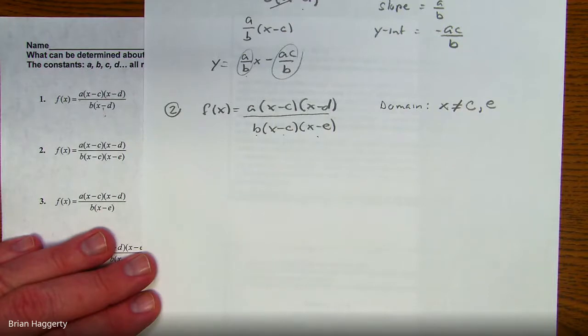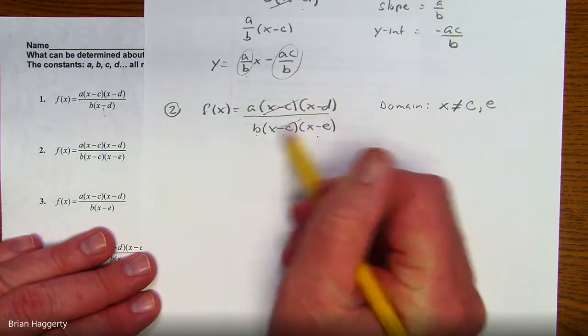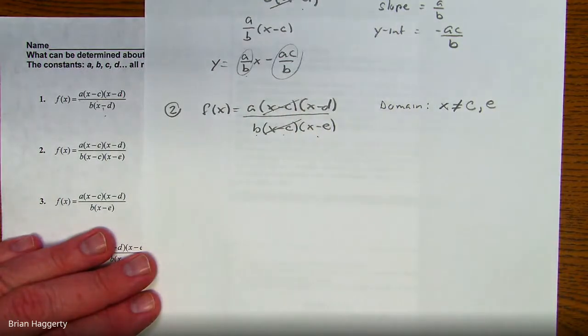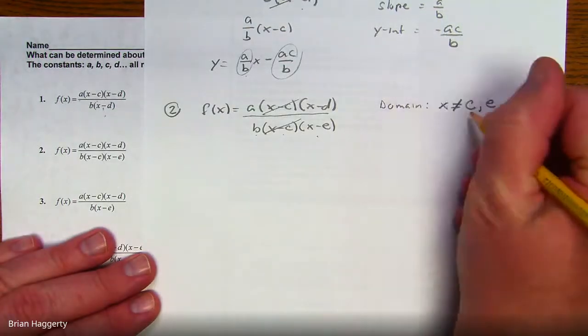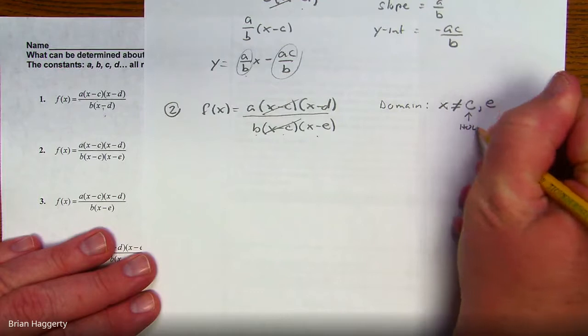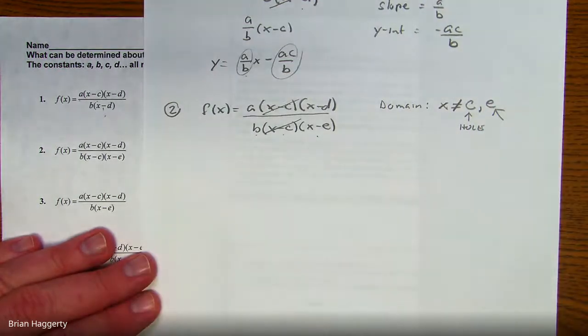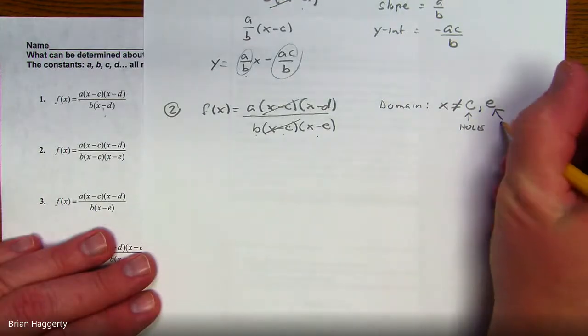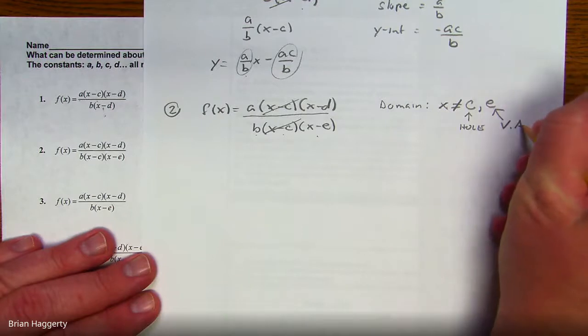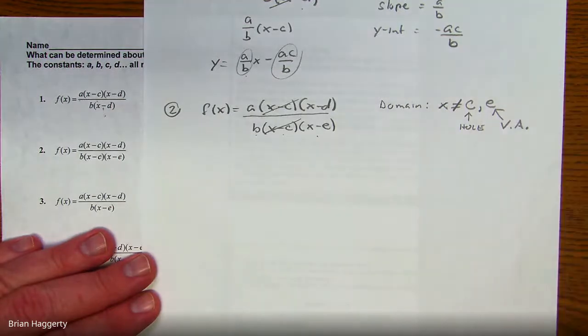Now what's happening at those restrictions? Well, the x minus c's cancel. So what does that tell us we have at c? A hole. So we have a hole at c. The x minus e did not cancel. What do we have there? What kind? Vertical, very good. So those are some quick things we can identify about this graph.